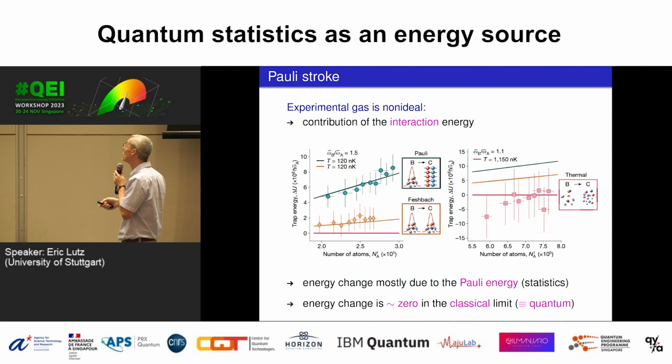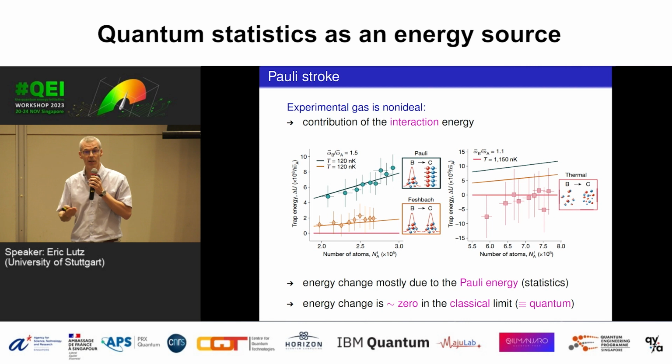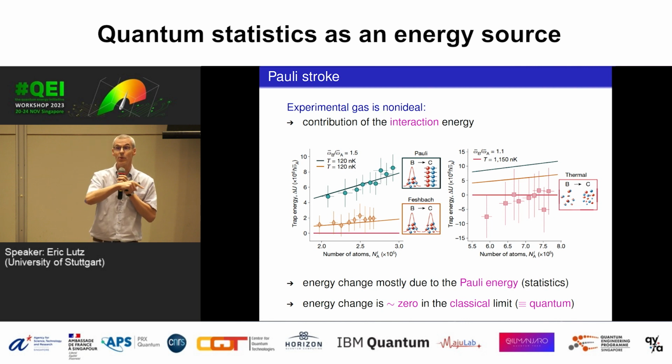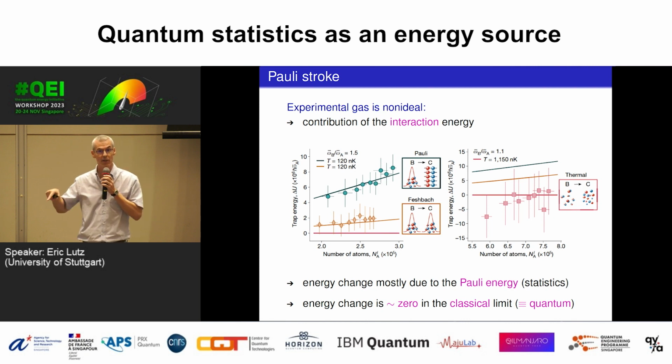So some people call this a Feshbach transition, because it's due to the Feshbach resonance. By comparing these two lines, you realize that the change of energy when you change the statistics is about 4 times larger. So most of the energy changes that occur during the transition are actually due to the change of statistics and not due to the change of interaction energy.